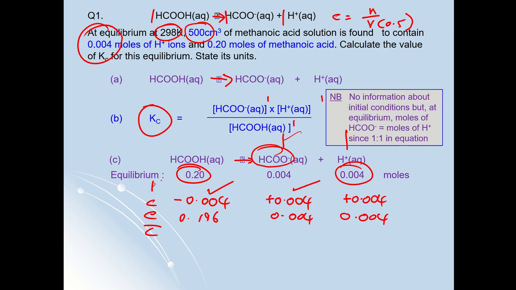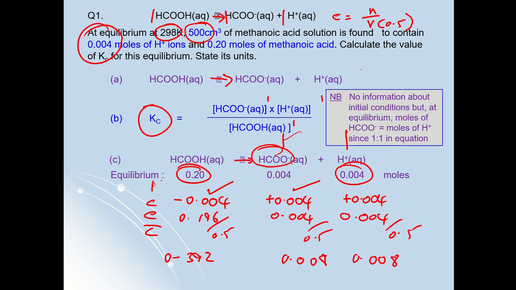Now remember, you've got to put concentrations into your equation. Concentration equals moles divided by volume, so I've got my equilibrium moles, all of those divided by 0.5, or multiplied by 2, either or, it doesn't matter. So this one becomes 0.392 and the 0.004 divided by 0.5 becomes 0.008. And that will of course be the same for the other, the same numbers.